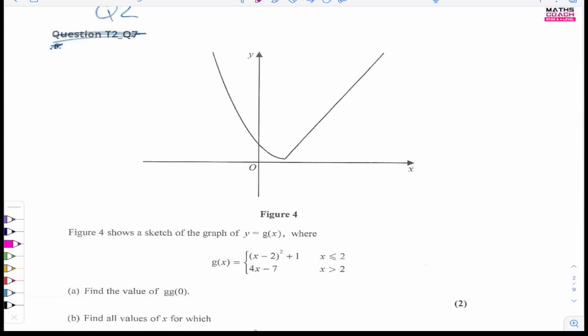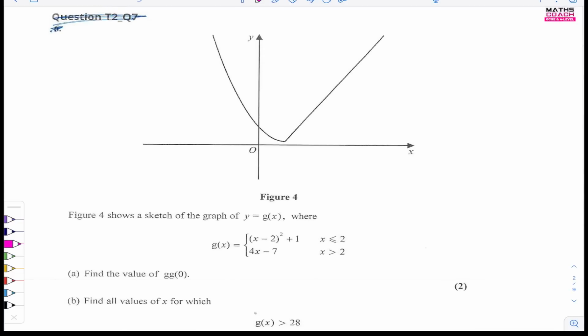Question 2. So what we have here is a function given piecewise. So for different values of x, the graph behaves differently. So this point here is x equals 2. So when x is less than or equal to 2, we have a quadratic graph, which is the left side. When x is more than 2, we have the right side, which is the linear graph, 4x minus 7.